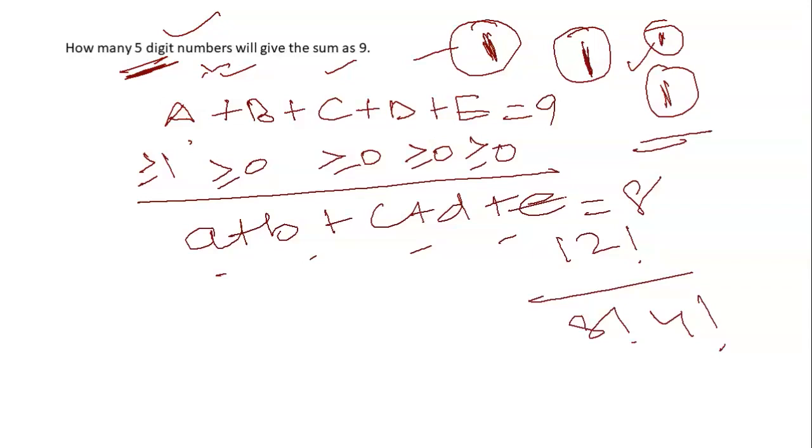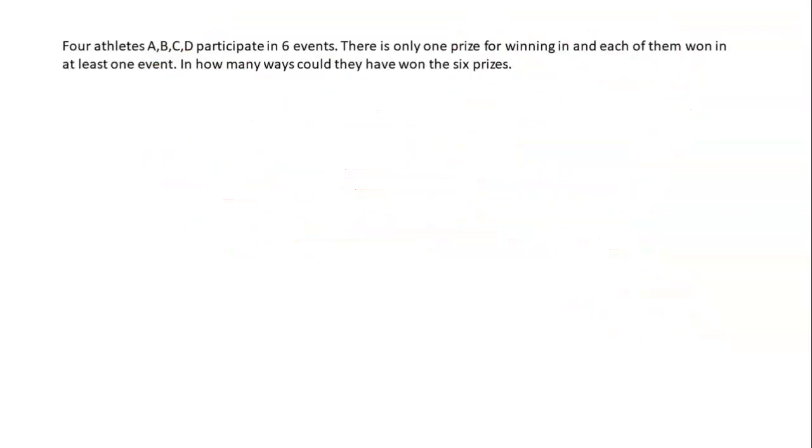Okay, good. Next question. 4 athletes A, B, C, D participate in 6 events. There's only one prize for winning in each event, and each of them won in at least one event. How many ways could they have won the 6 prizes? That is the question. Each of them could have won at least one event.